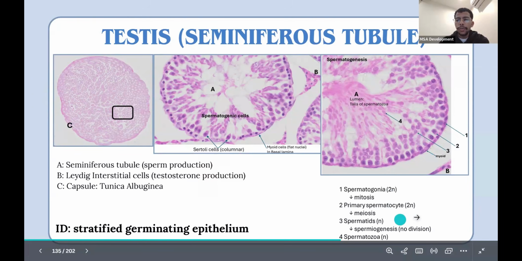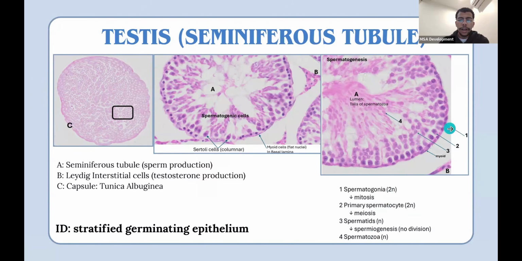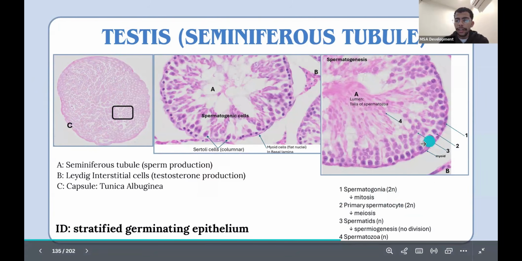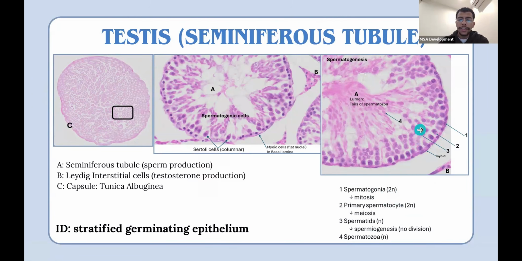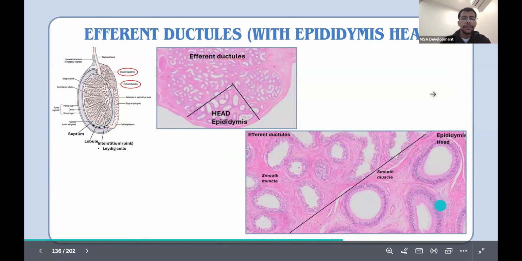Okay, and you might have to know the different steps, honestly, but I don't think it's going to be that detailed. But moving from outside to inwards, we have spermatogonia, then primary spermatocytes here, number 2, the second layer, and then when you move further, there's spermatids, and then lastly there's spermatozoa. Okay. Next we have ductus deferens.